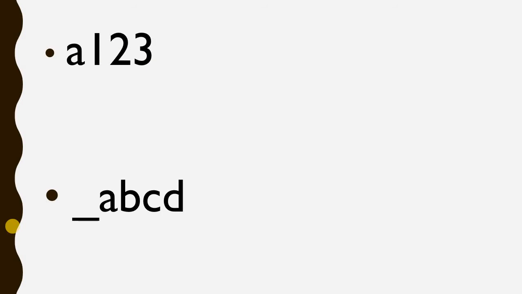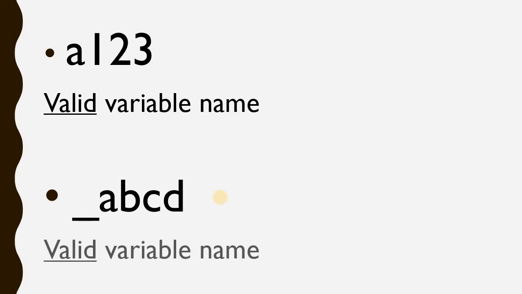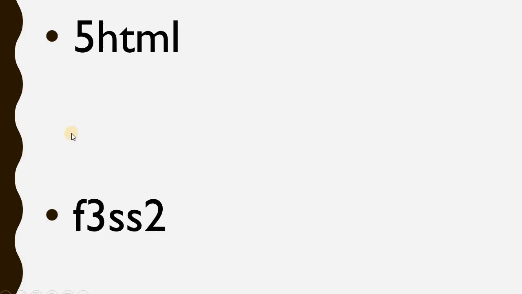So first of all, I have a variable name A123. So give it a try. What do you think? Is it a valid variable or invalid? Yeah, absolutely right. It's a valid variable name. Then I have a variable name underscore ABCD. Is it a valid or invalid variable name? Yeah, it's also a valid variable name.